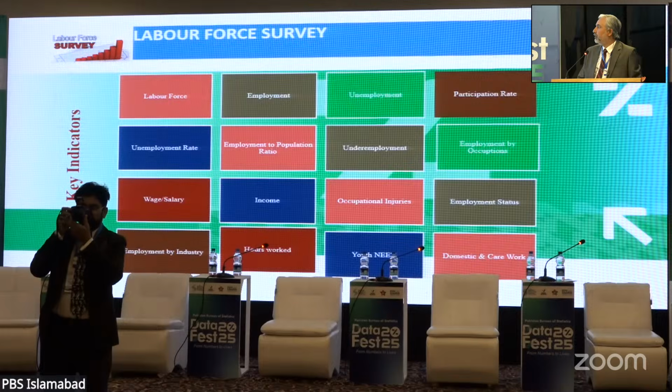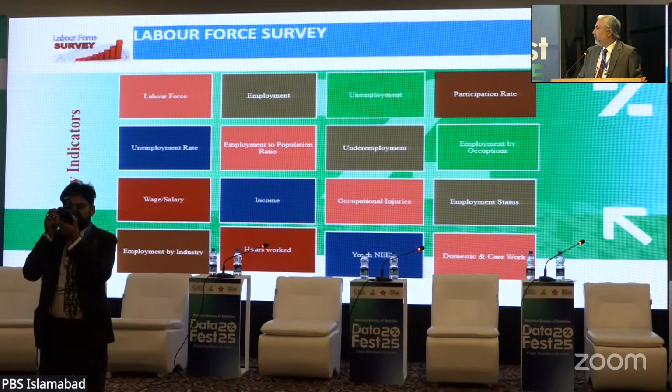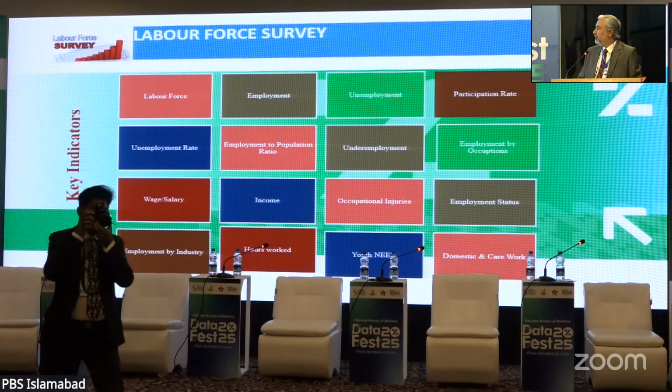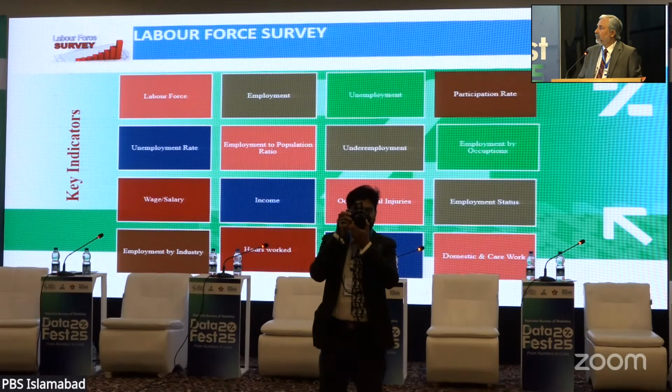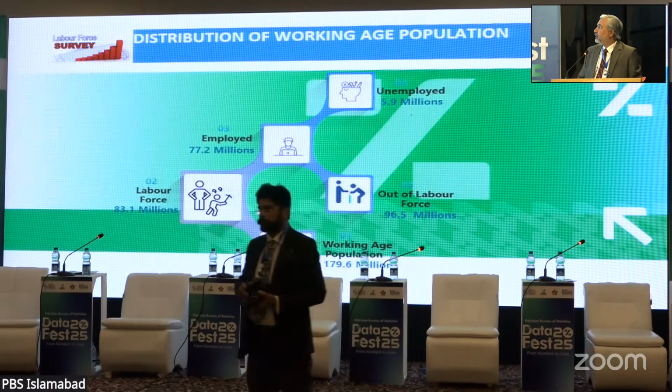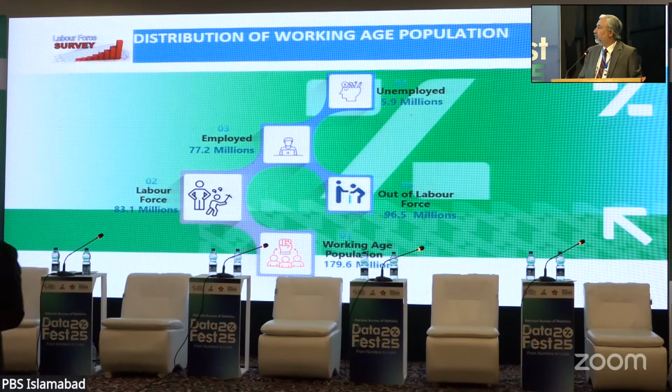These are the basic key indicators. We capture employment, unemployment, participation rate, unemployment rate, employment to population ratio, underemployment, employment by occupations, wage survey, income, occupational injuries, and employment status. These are the key indicators captured in the labor force survey. Next. This is the distribution of the working age population. Overall, the labor force is 83.1 million, out of which 77.2 million are employed and 5.9 million are unemployed. Those outside the labor force are 96.5 million, and the working age population is 179.6 million.